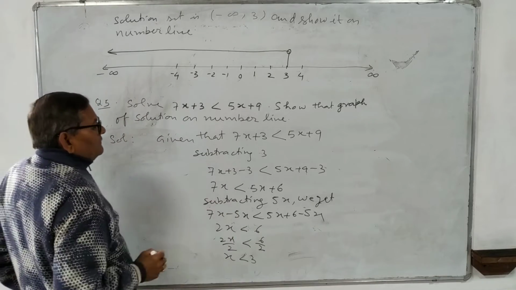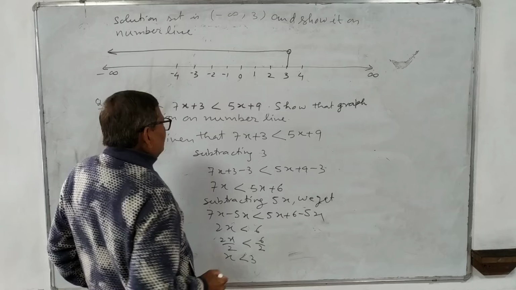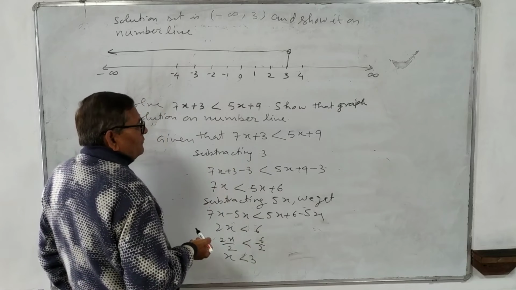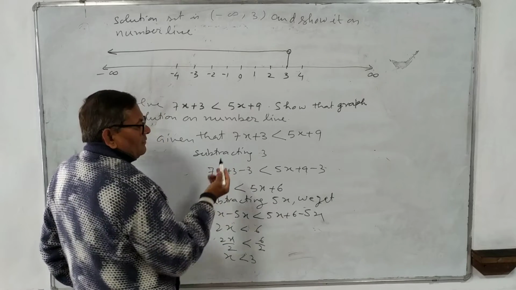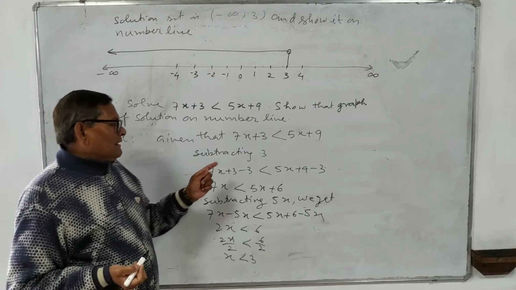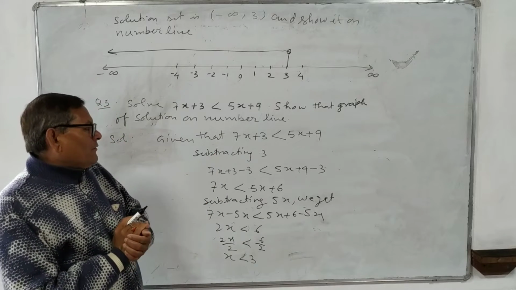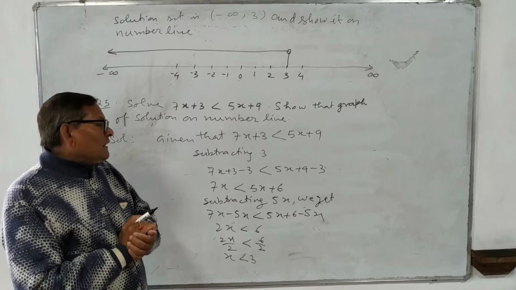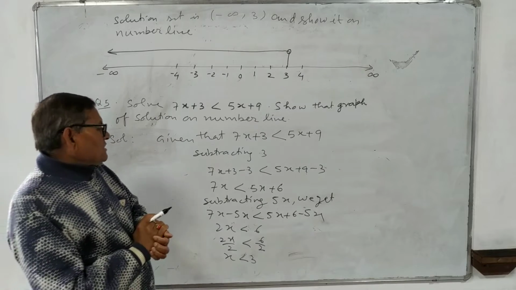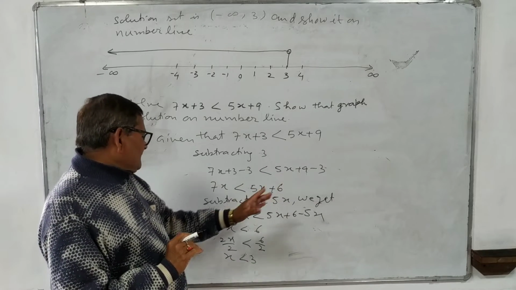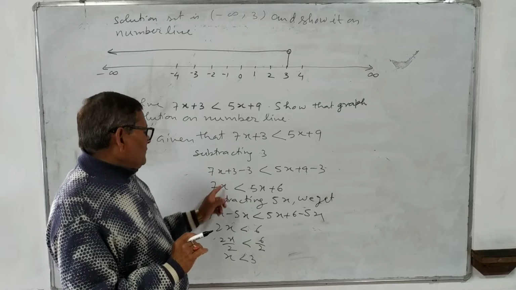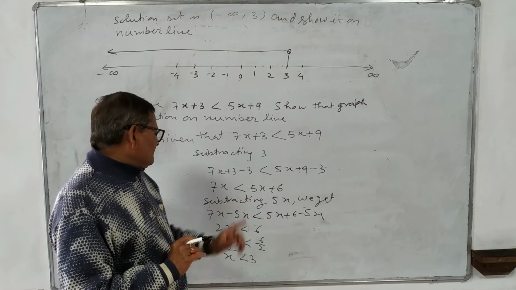So given that 7x plus 3 is less than 5x plus 9, subtracting 3 from both sides, and as you know, while subtracting the same number from both sides of the inequality, the sign of the inequality is unchanged. So you have this result: 7x is less than 5x plus 6.